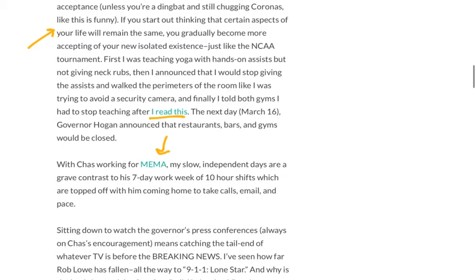The next day, March 16th, Governor Horgan announced that restaurants, bars, and gyms would be closed.